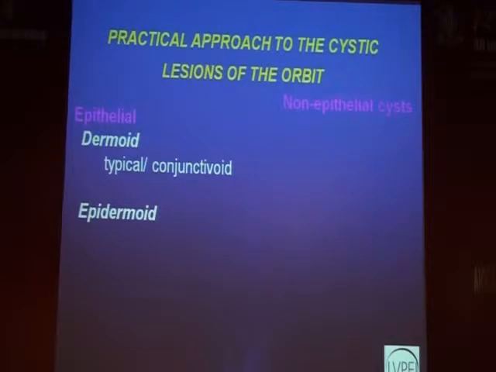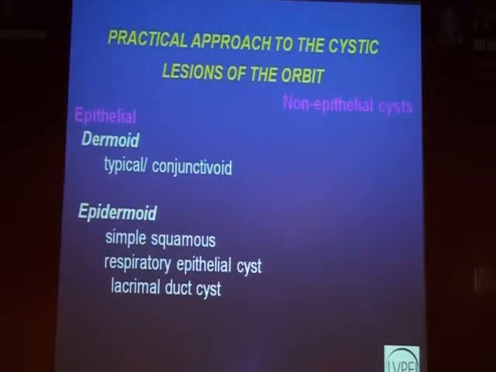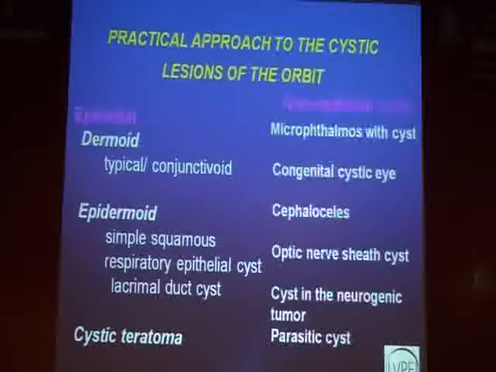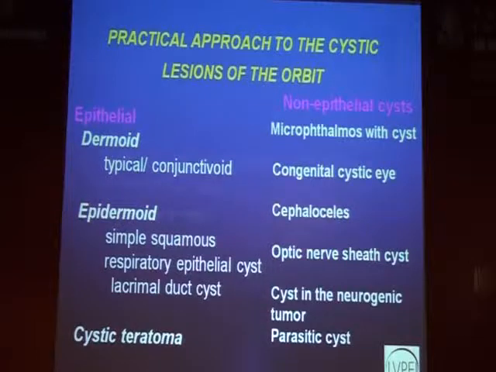It could be an epidermoid cyst. Epidermoid cyst does not have the adnexal structures in the wall, and then it could be a cystic teratoma, also known as teratomatous cyst. Then the non-epithelial cyst could be the microphthalmos with cyst, a congenital cystic eye or an ophthalmic cyst, cephalocele, optic nerve sheath cyst, cysts seen in the neurogenic tumors, and then parasitic cysts.